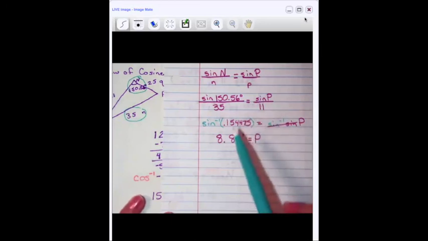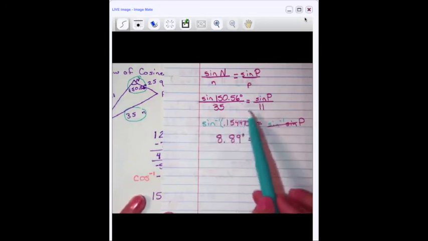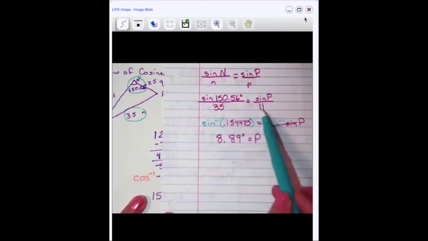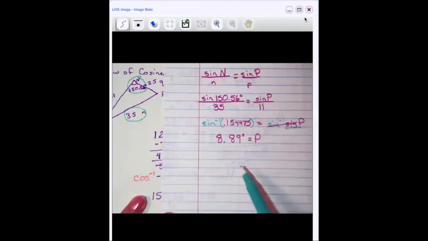So this goes back to the law of sines problems. So we can cross multiply or simplify the fraction. You can see here that I simplified the fraction and multiplied by 11 all at one time because I was trying to get that sine P part by itself. So when we do sine of 150.56 divided by 35 and then multiply by 11, we get this decimal. And then we have to take the inverse of the sine so that I can get the P part by itself. And it tells me that that angle has a measurement of 8.89 degrees.